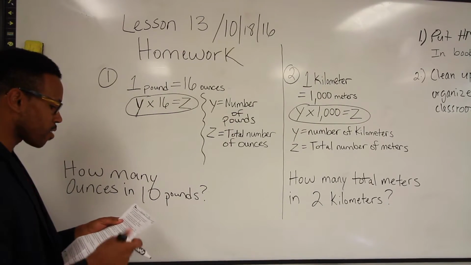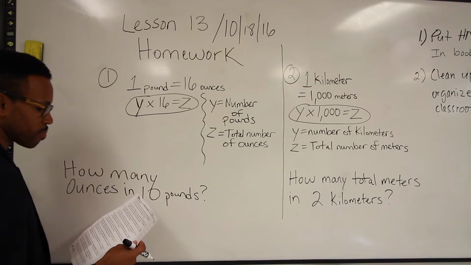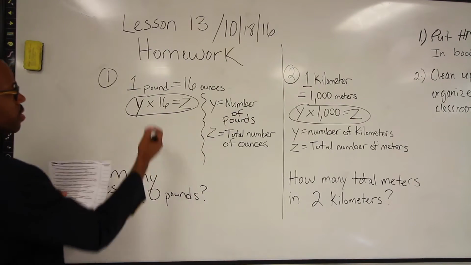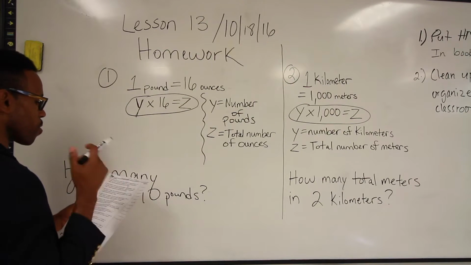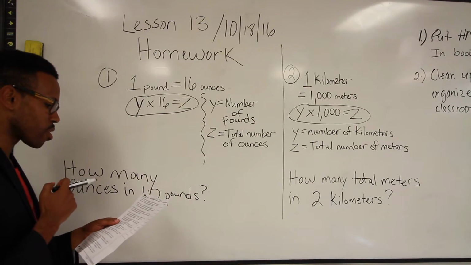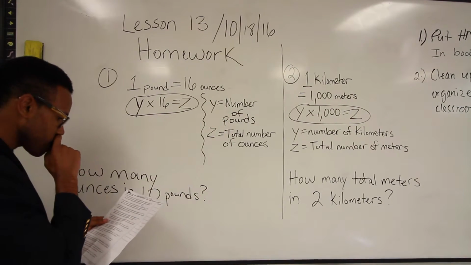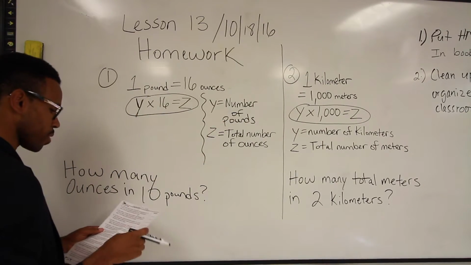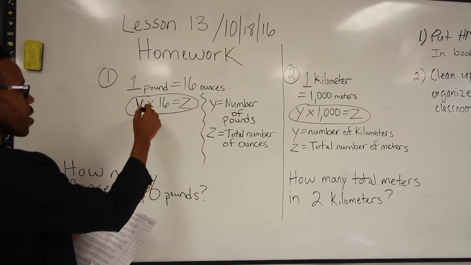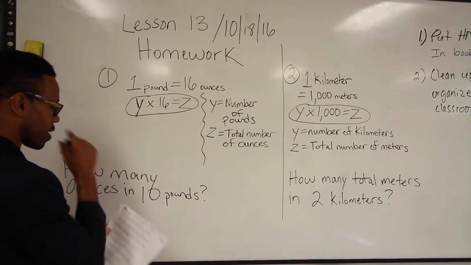It says for each pound there are 16 ounces. This can be expressed using the equation y times 16 equals z. That's our equation that we're going to use, where y is equal to the number of pounds and z is equal to the number of ounces. That's what we have here. And this is just me breaking down the information that the word problem gives us. Using this equation here, we need to find the total ounces in 10 pounds.